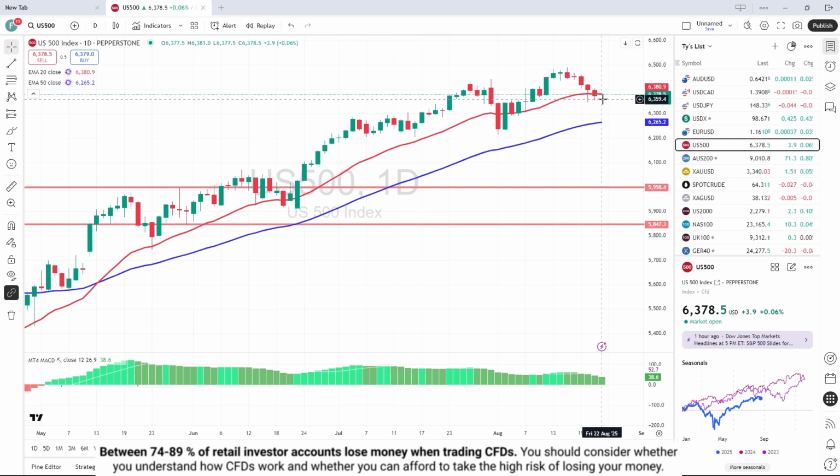So really a very, very important area now for this S&P 500, because if we get a break past this zone, and it is a strong zone, there's no question about that.